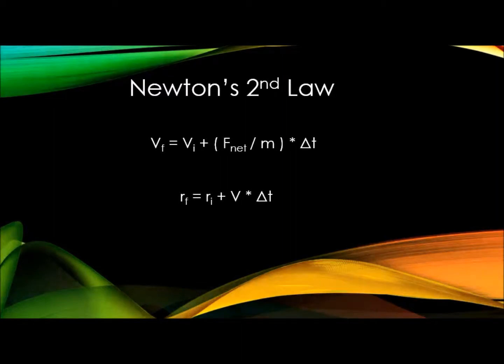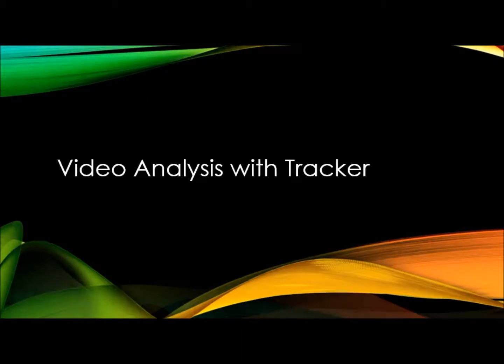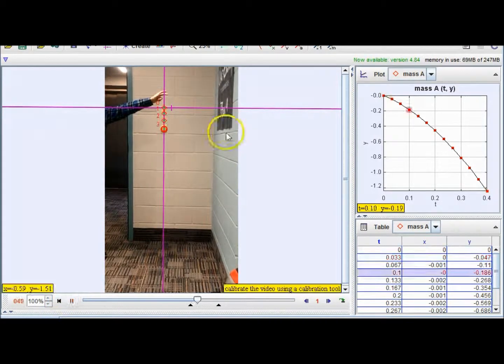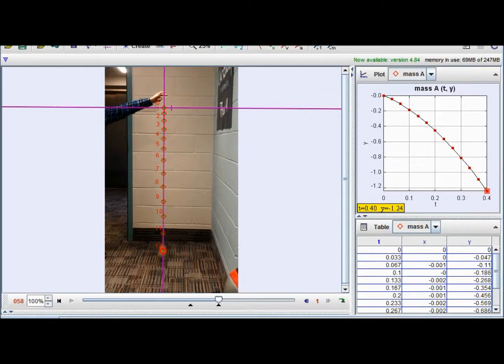We are also using the position formula again, which is defined as final position equals initial position plus velocity times change in time. Looking at the video and tracker, we can see that the ball moves in the negative y direction, dropped from rest. The position versus time graph shows that the slope, which is the velocity, is not constant. This means that there is some force acting on the object.